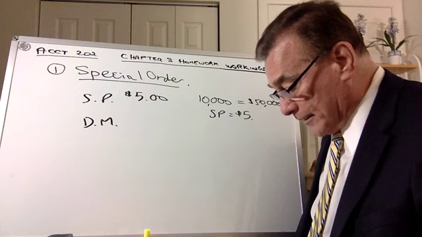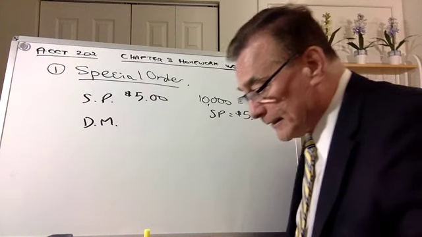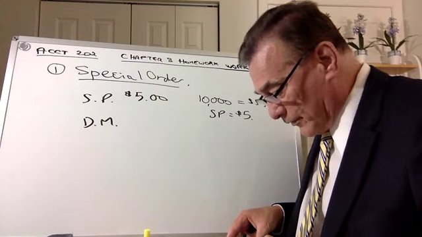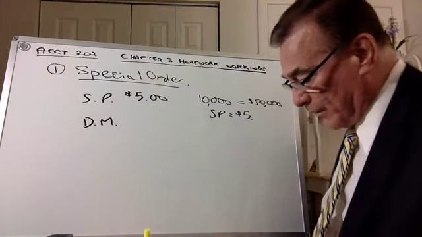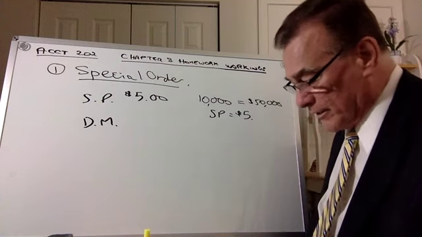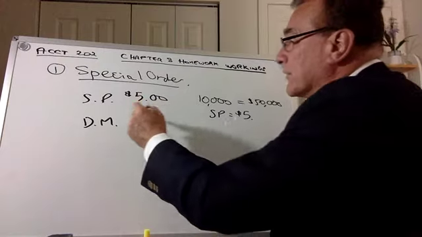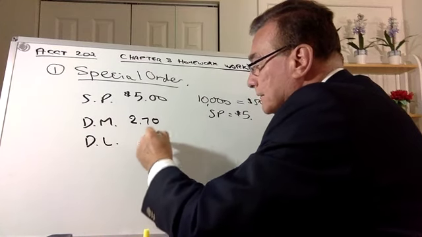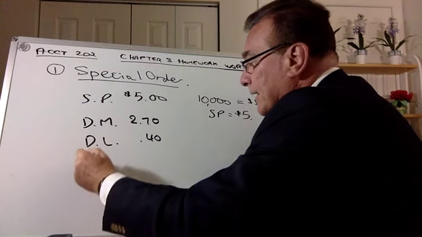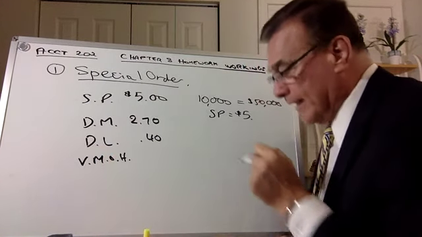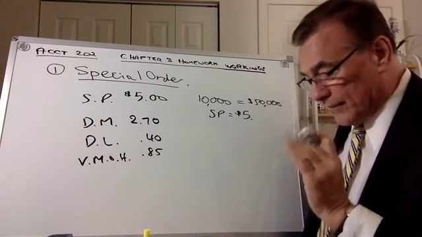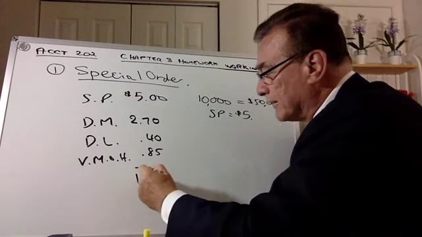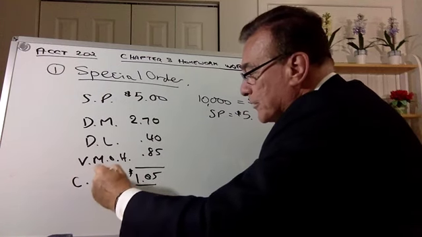So instead of costing the normal $3.20 per t-shirt in direct materials, because it's 320,000 divided by 100,000, it's only going to cost them $2.70. So that's the direct materials, $2.70. The direct labor stays the same at 40 cents, and the variable manufacturing overhead is the same at 85 cents. Now, $5 minus 2.70 minus 40 cents minus 85 cents gives us a contribution margin of $1.05 per unit.